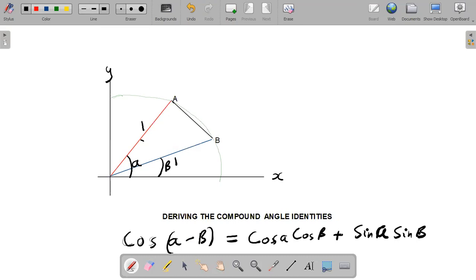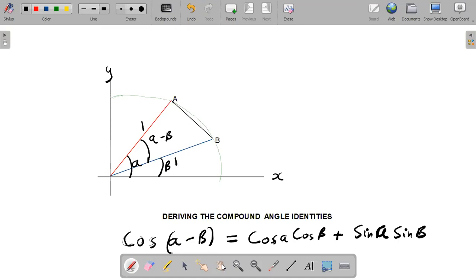So definitely the angle that lies in the other triangle that has been formed, OAB, is going to be alpha minus beta. So we have our two angles together with this one that has been formed between them. So it's going to be alpha minus beta. We want to use that triangle OAB to derive the identity below.